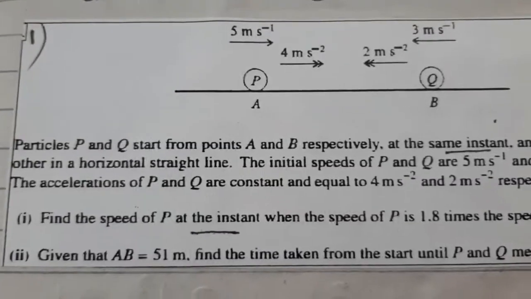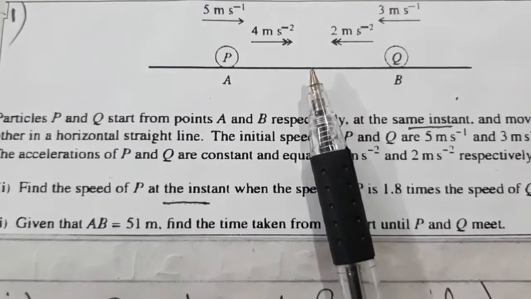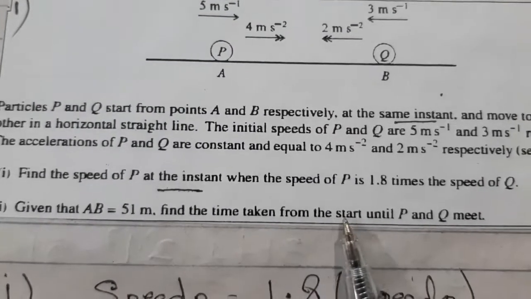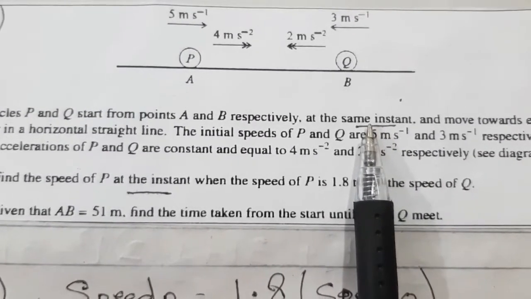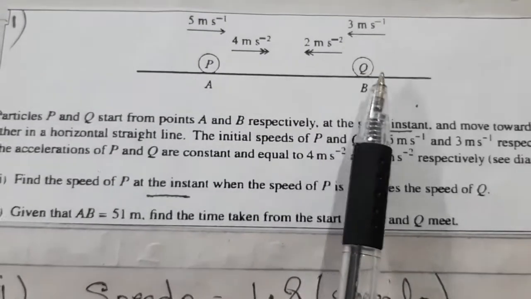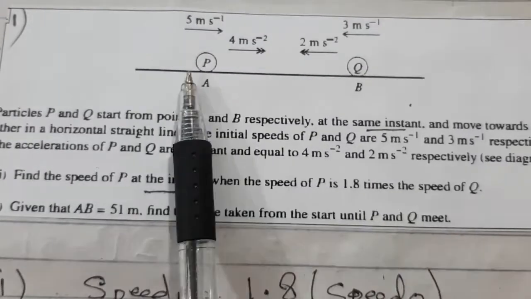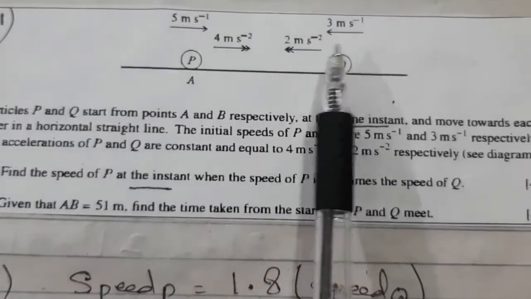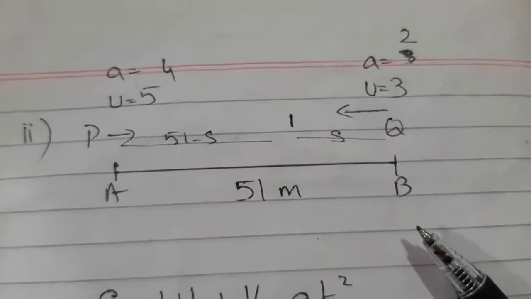Part 2 is saying the distance between A and B is 51 meters, and find the time taken from the start until P and Q meet. It is written here that they both start at the same instant. So when P starts moving towards Q, Q starts moving toward P, and the distance between them at that time was 51 meters. I have to find out when both of them will meet. So let's see what we will do now.